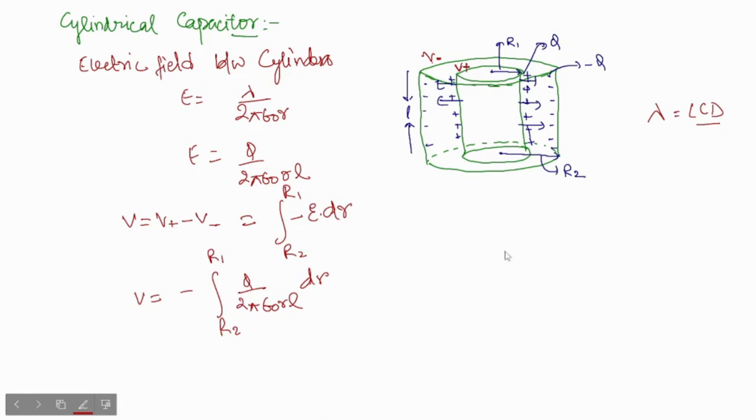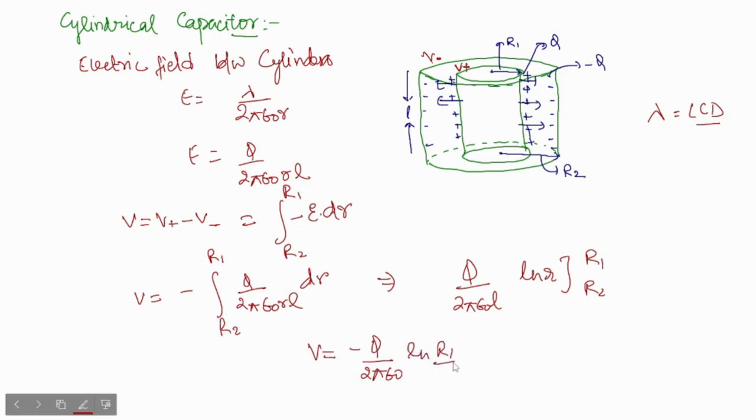Now we will take common terms out. So q upon 2 pi epsilon naught L we'll take common, and integration of dr upon r will be ln of r from R2 to R1, right? From here we will get V as minus q upon 2 pi epsilon naught L ln of R1 by R2, or you can write it as q upon 2 pi epsilon naught L ln of R2 upon R1, right? Now we have derived the potential difference.